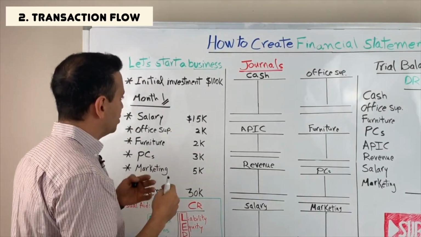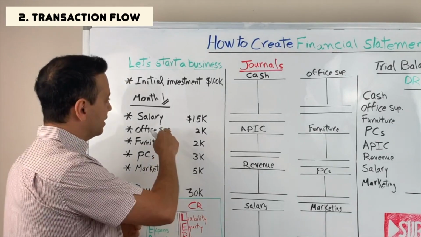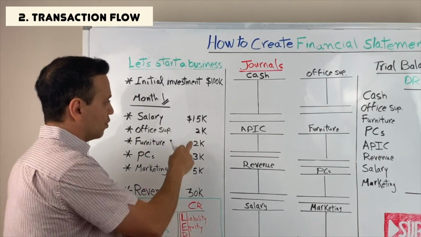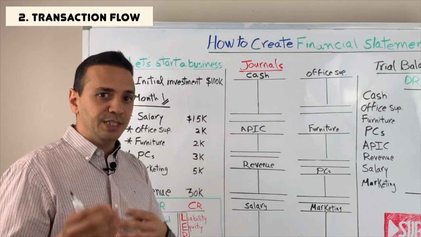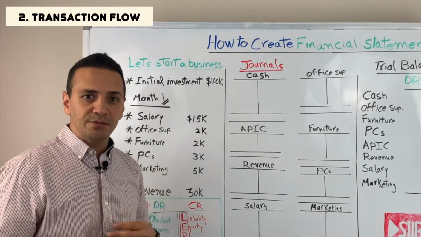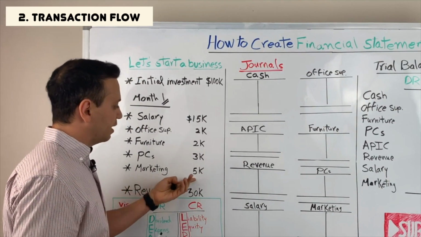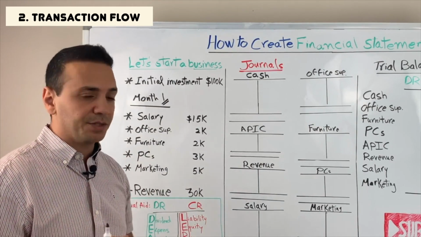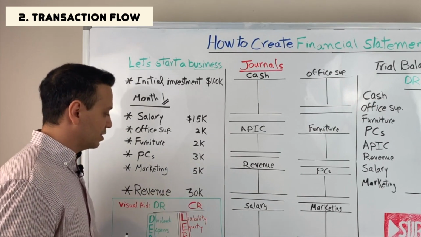And then in month one of the operation of the business, to get it going, you hire some staff. So let's say you hired 3 staff members and the initial month of salaries is $15,000. You also bought some office supplies for $2,000, furniture, which is maybe desks and chairs and things that you need to operate the business, $2,000, PCs, assuming that you are buying 3 of them, one for each staff member, that's $3,000, and then we'll assume that you spend on marketing $5,000, maybe things like online advertising or maybe some print marketing material as well. And we'll assume that in the first month as well, you generated $30,000 in revenue.